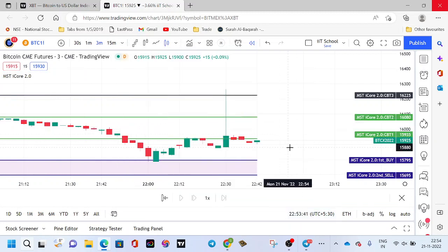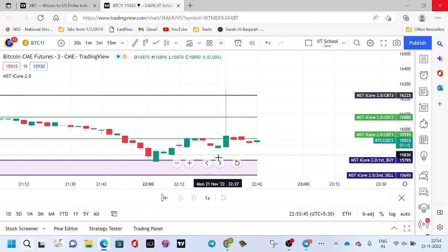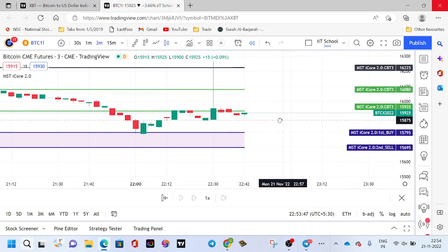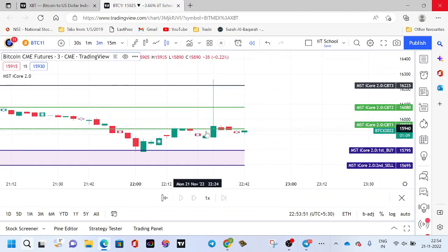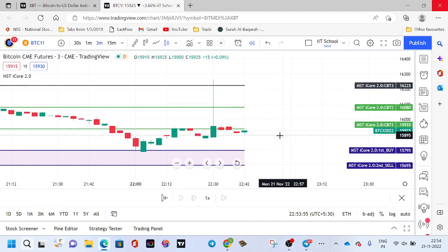See here the perfection. Here the buy got activated, first target hit. Now we will revise our stop loss to cost and wait for the target. Immediately the second target and third target also hit. So this has happened in Bitcoin. In the global market also, our indicator is very powerful.